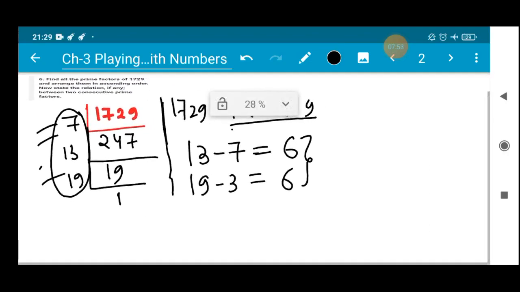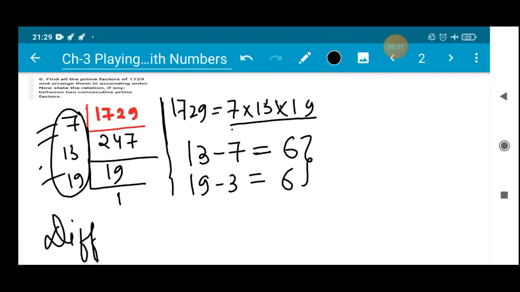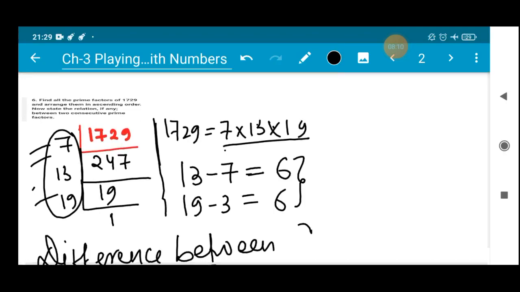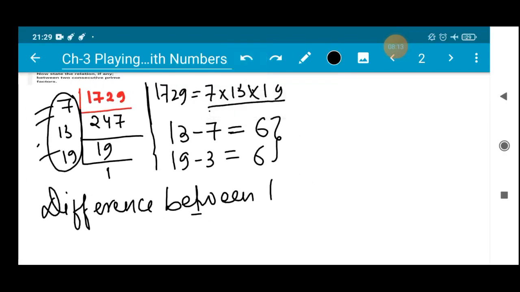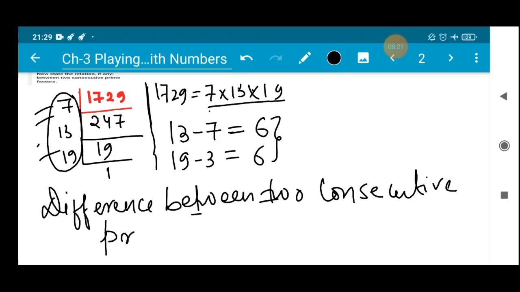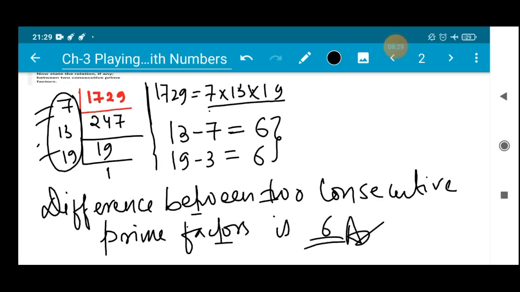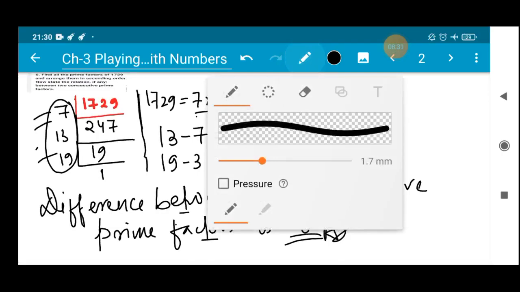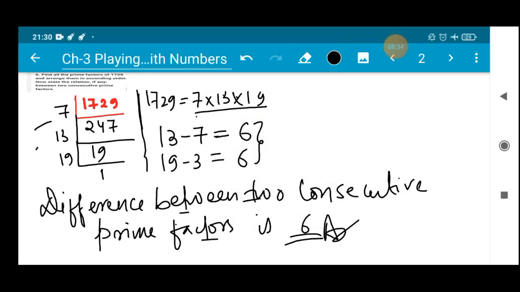So the relation is the difference between two consecutive prime factors is 6, right? So this is the difference actually present between them, right?